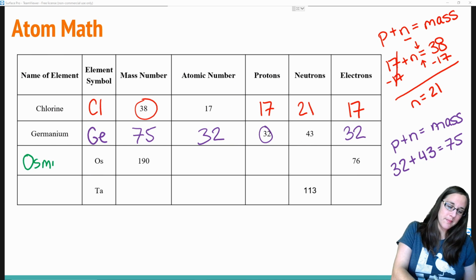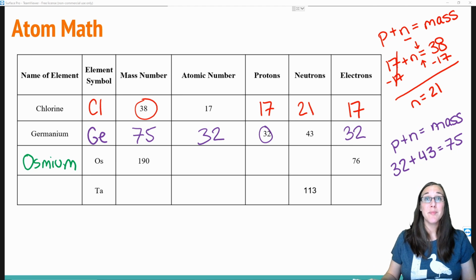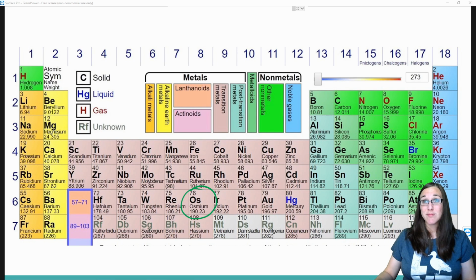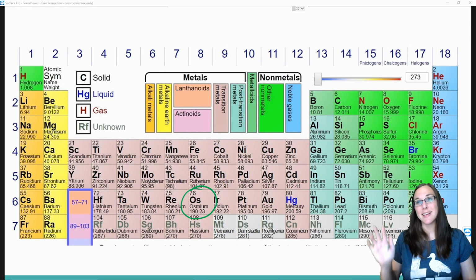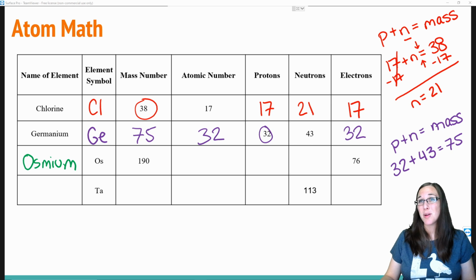Osmium is the name of the element itself, or the atom. We have a mass number of 190. Again, does that match? This one happens to match pretty close, minus the 0.23, but that's inconsequential. So if we go back, we need to figure out what the atomic number is. Do I need to look at the periodic table again, though?